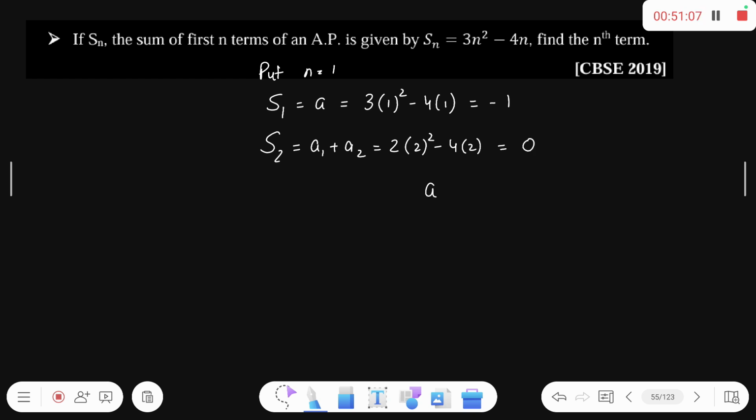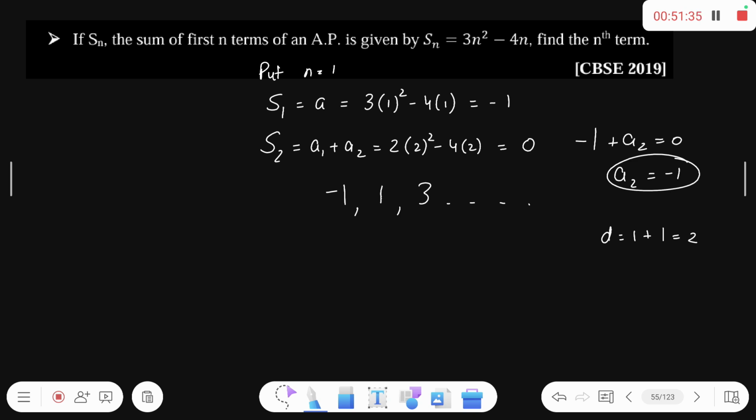That means you write it like this. So we can say minus 1 plus a2 is equal to 0, or a2 is equal to 1. So your AP is minus 1, 1, and your d value is 1 minus minus 1, which is 2. So you add 2, so 3. So this is your AP.